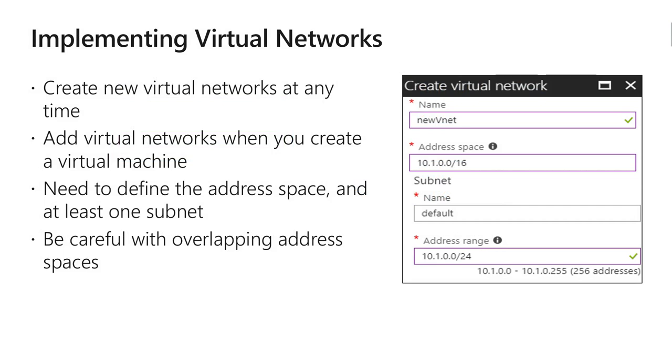Okay, so you can create new virtual networks at any time. You can also add virtual networks when you create a virtual machine. Either way, you will need to define the address space and at least one subnet. By default, you can create up to 50 virtual networks per subscription per region, and you can increase the limit to 500 by contacting Azure support.